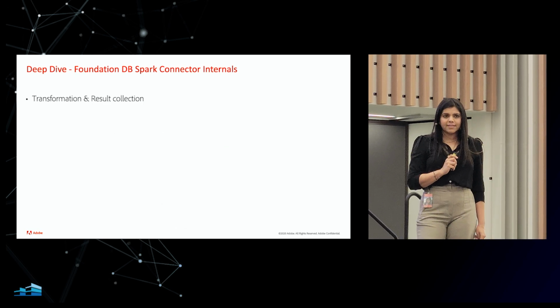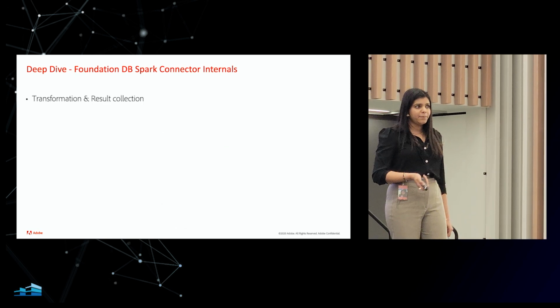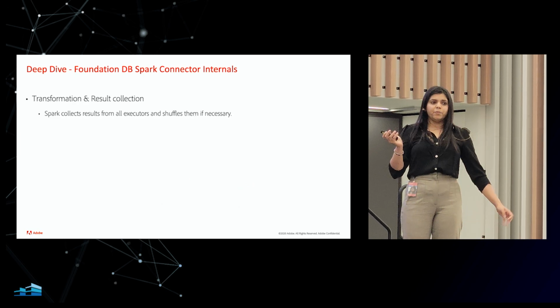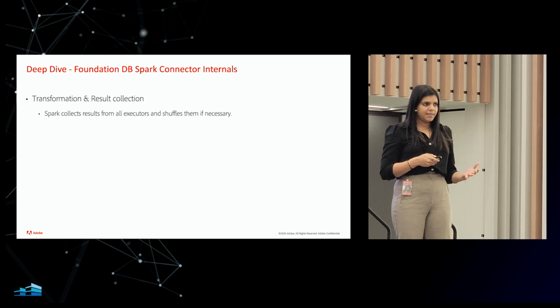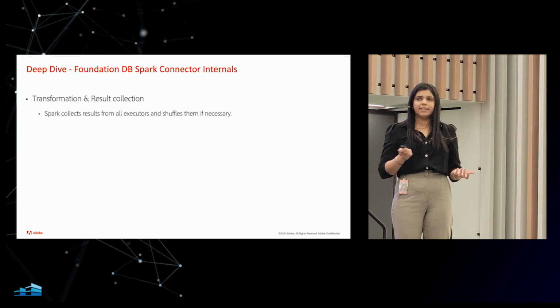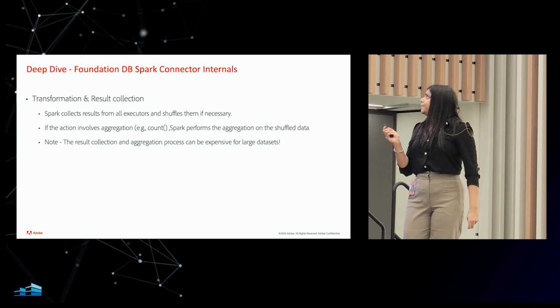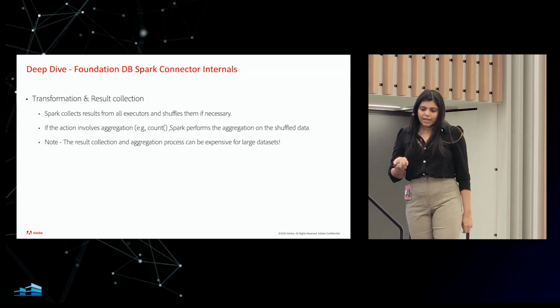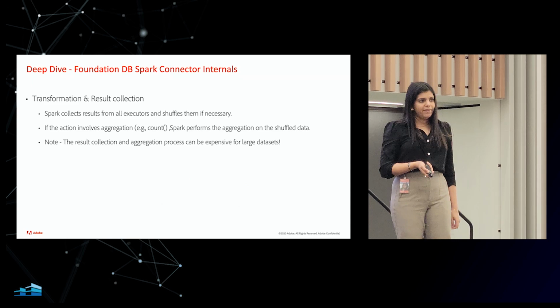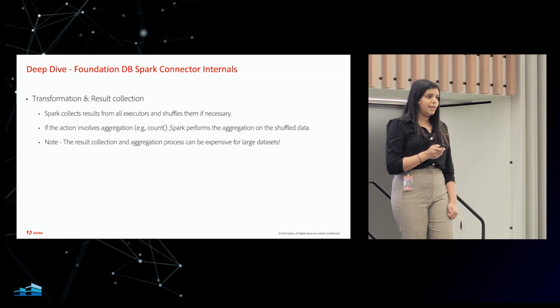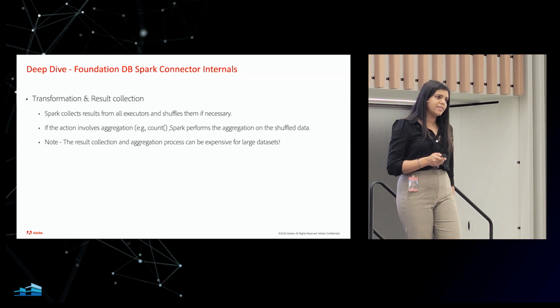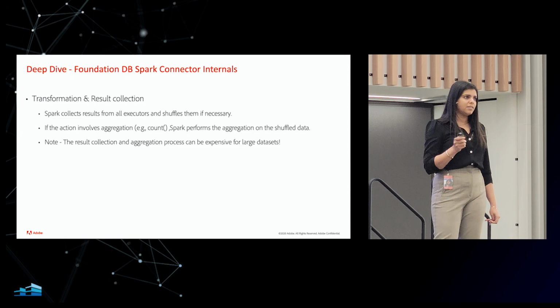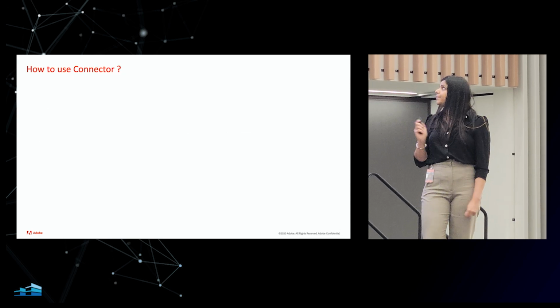Right. Finally, once I have read the data, the next step is transformation and collection. Once we have derived the data, Spark will collect this data and also do any shuffles that are needed. Finally, the result is aggregated. Just one thing to be aware of: this operation is very time consuming and also very expensive. So we have to be very cautious about what configs we are setting here.